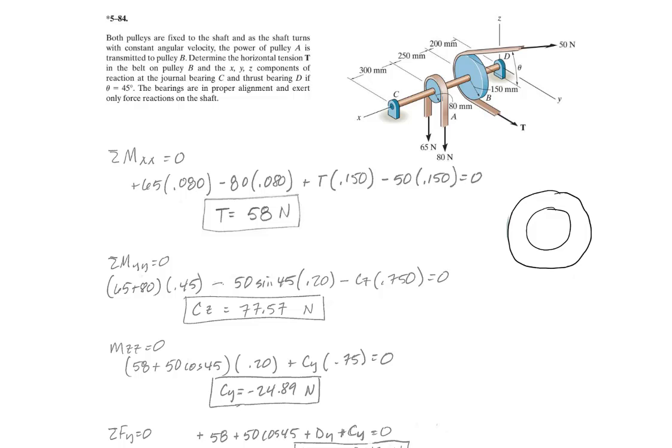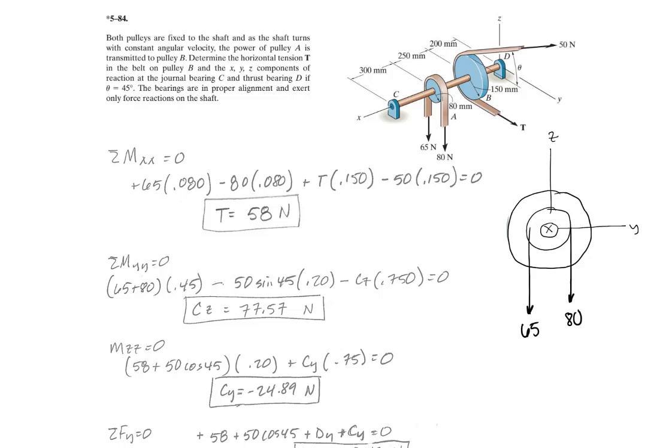What I'd like to do in this one is look down the shaft and view these things from the side view, and that's what I've done here. Let's say that this is the x-axis, and then this will be the y-axis and the z-axis going up like that. Let's put the first two forces on here, the 65 and the 80, looking down like that.